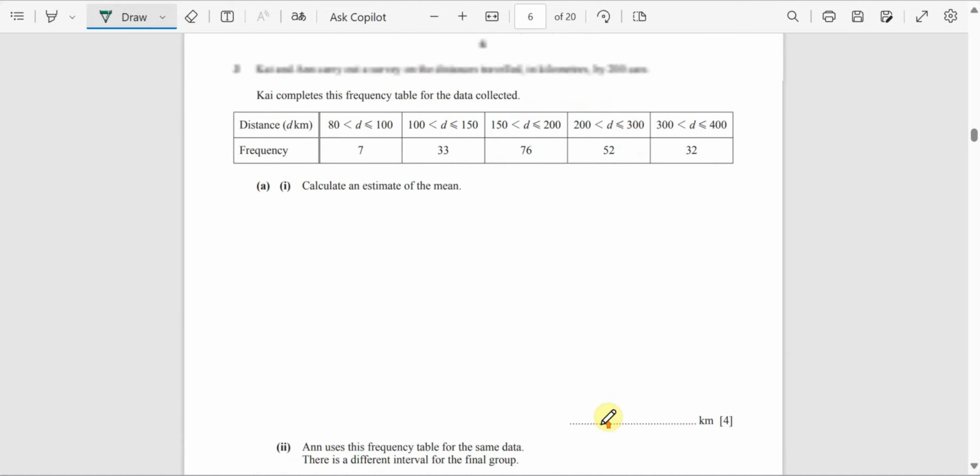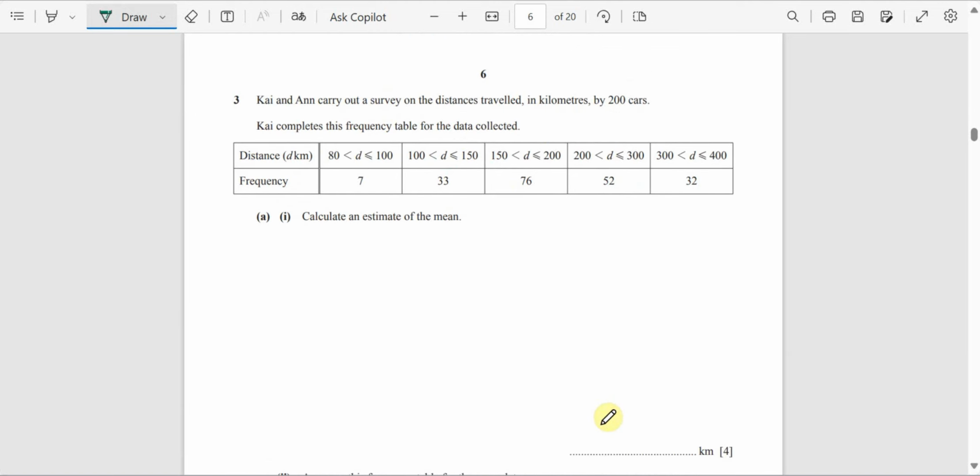All right, we'll move on to question 3. Kai and Anne carry out a survey on the distances traveled in kilometers by 200 cars. Kai completes the frequency table for the data collected. Calculate an estimate of the mean. Okay, so for us to calculate the estimate of the mean, we have x.